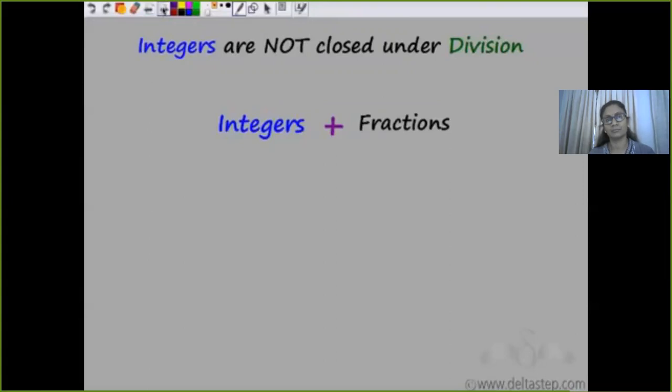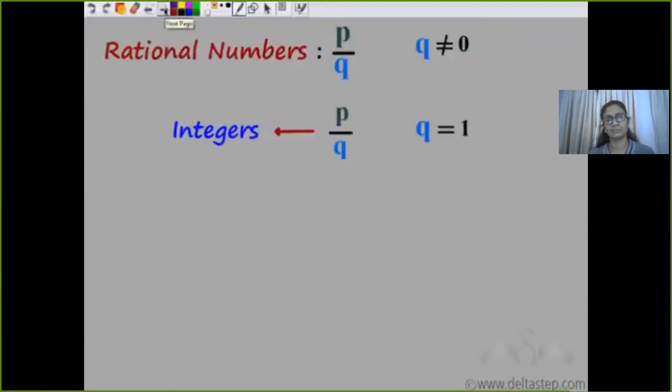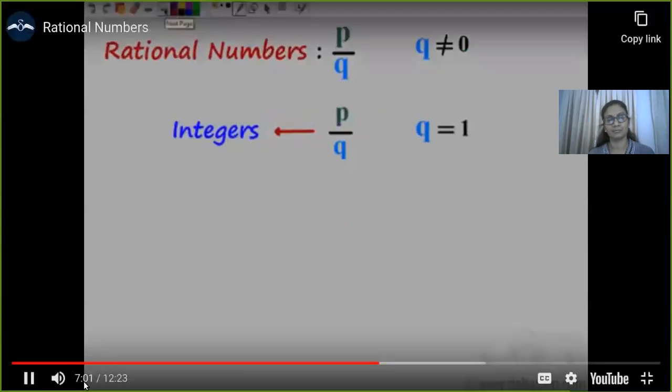Integers plus fractions would give me a collection of numbers which I call rational numbers. Rational numbers could be represented as P by Q, that is, as a common fraction. But the important thing was that Q could not be 0. Why? Because dividing by 0 was meaningless. So we could not have Q as 0. That is how we defined rational numbers. Now we said that rational numbers included both integers and fractions.